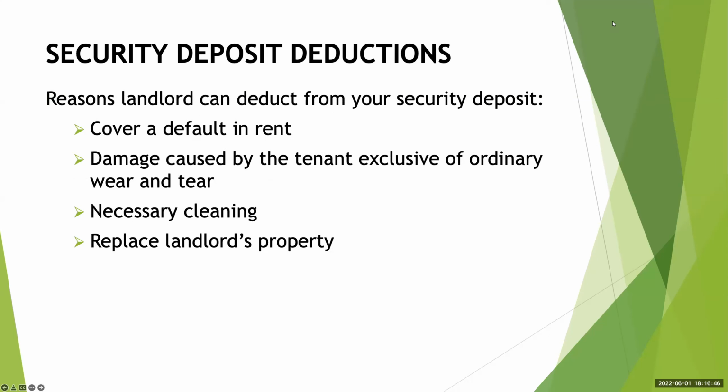All right. This is the burning question everyone wants to know. Reasons a landlord can deduct from your security deposit include to cover a default in rent, damage caused by the tenant exclusive of ordinary wear and tear, necessary cleaning, and to replace the landlord's property. Let me speak on a few of these. I think cover a default in rent is sort of self-explanatory. Damage caused by the tenant exclusive of ordinary wear and tear. The question there is, what is ordinary wear and tear?